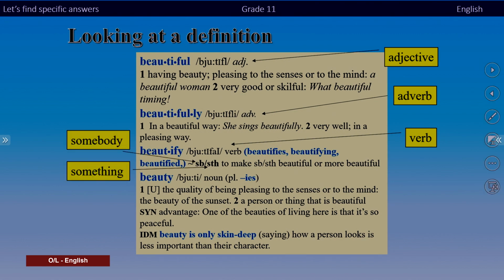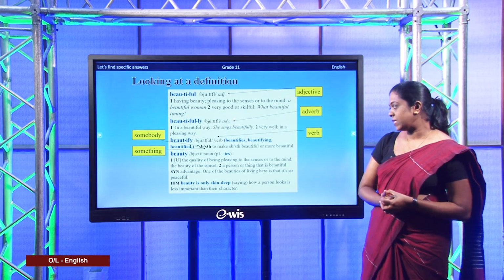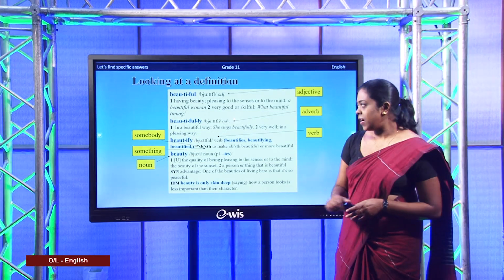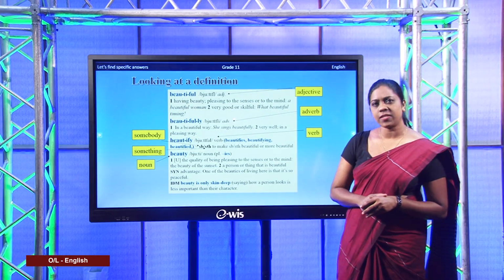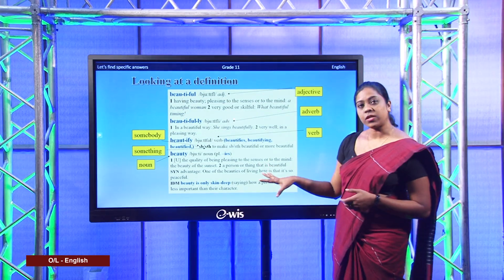And below that, what do you see? Another word, beauty. Take a look at the meaning: the quality of being pleasing to the senses or the mind. The beauty of the sunset is the example. So you know that it is definitely a noun. Children, now you have seen 6 different abbreviations, and guess what? We have some more. I'll show them in a short while.